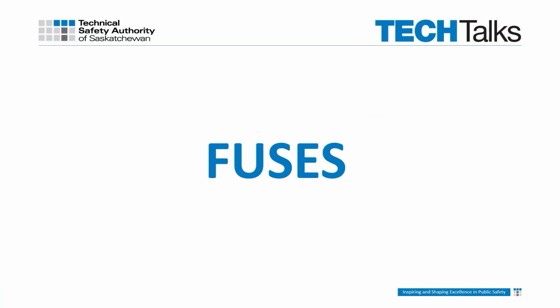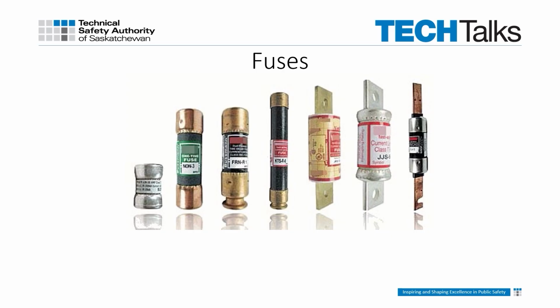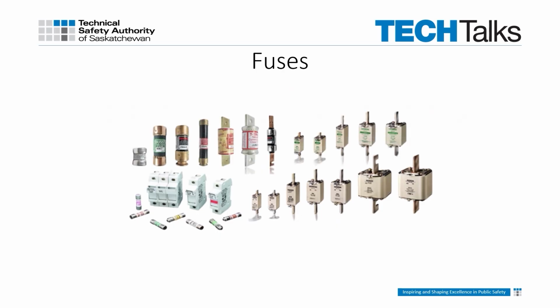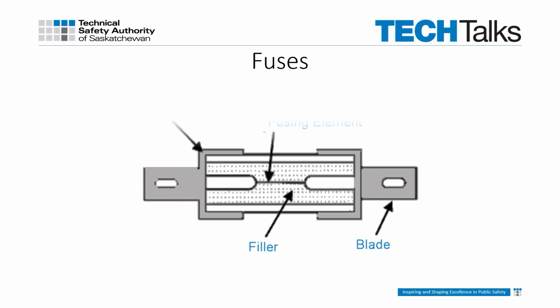Today, let's talk about fuses. Specifically, low voltage power fuses, those for use between 0 and 600 volts AC or DC. Everyone knows what a fuse is, right? Fuses are simple and reliable forms of overcurrent protective devices, or OCPDs for short. They come in a myriad of configurations, sizes, and ratings.